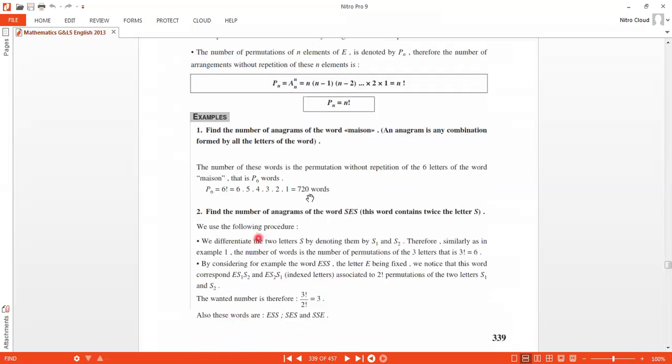Now, what if in the word you have two repeated letters, like SES? What do you do in this case? It's 3 factorial, but over 2 factorial. What's 2 factorial? It's the number of repeated letters S. So you have two letters S, so it's 2 factorial. So we have only 3 words that contain the letters SES.